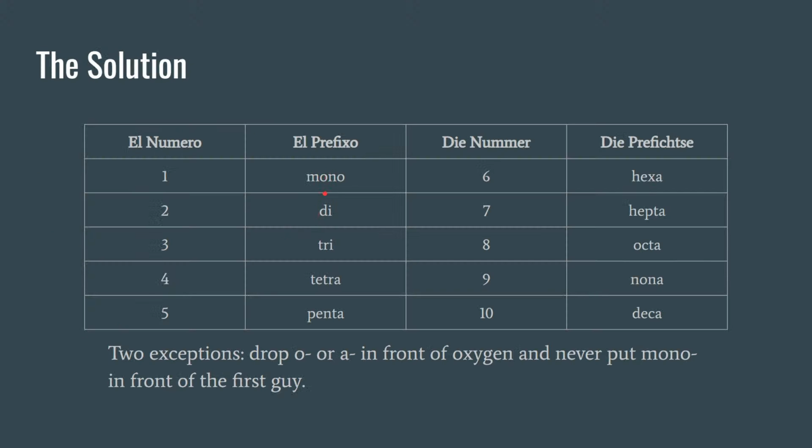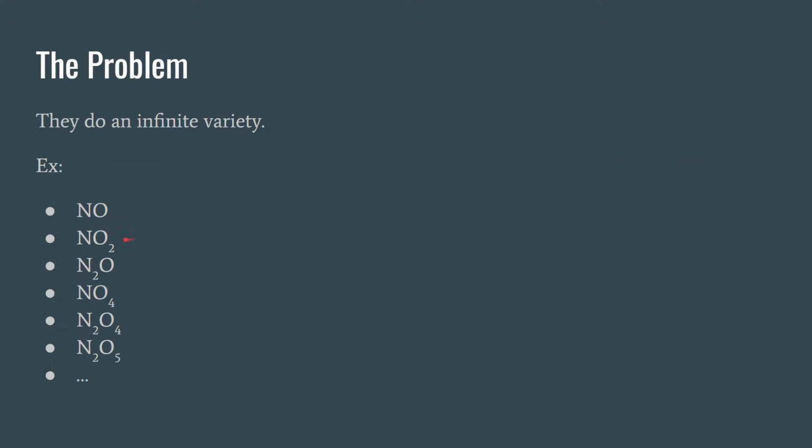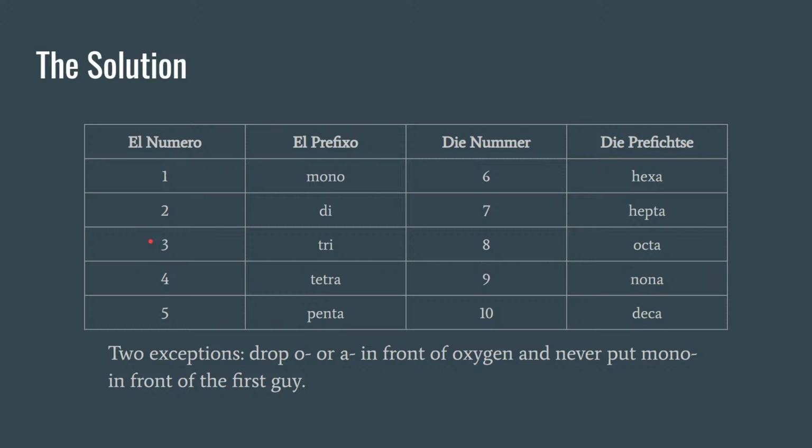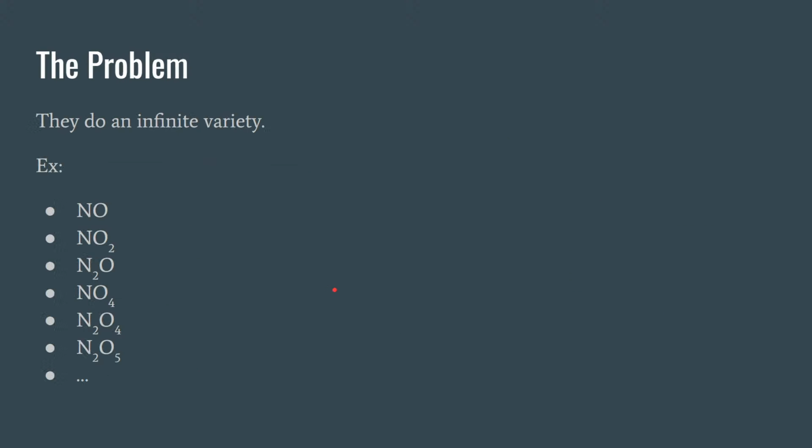Now, there are two exceptions. First up, we don't use mono in front of the first of the elements. So coming back here, it's nitrogen dioxide, not mononitrogen dioxide, just nitrogen dioxide. Second, if any of the prefixes ends in O or A, we drop the O or A in front of oxygen. Dinitrogen monoxide, not dinitrogen monooxide, just dinitrogen monoxide. Similarly, nitrogen tetroxide, not nitrogen tetraoxide, just nitrogen tetroxide.